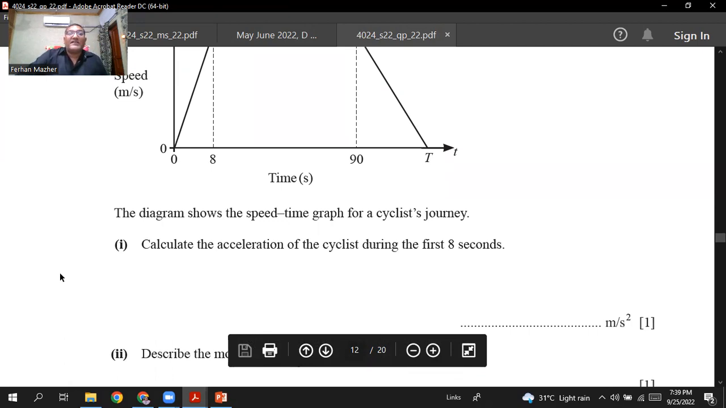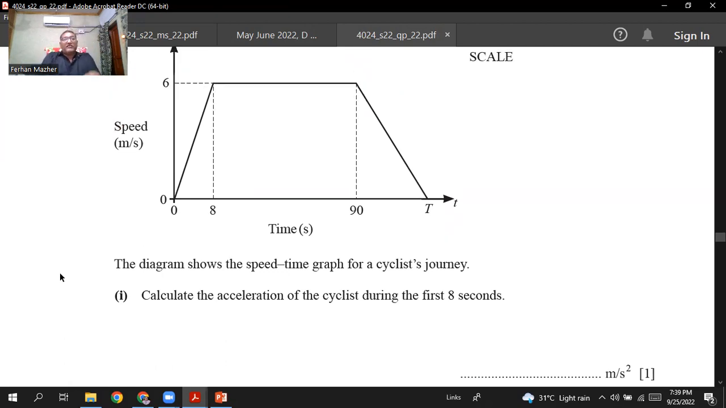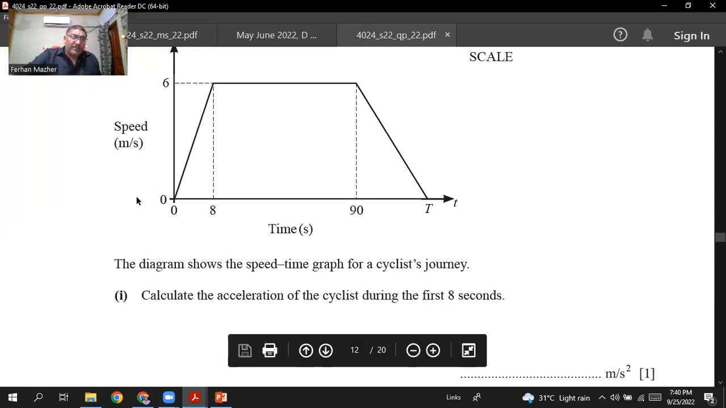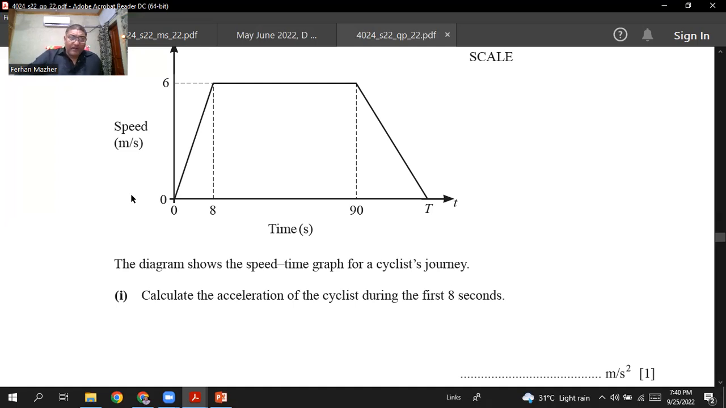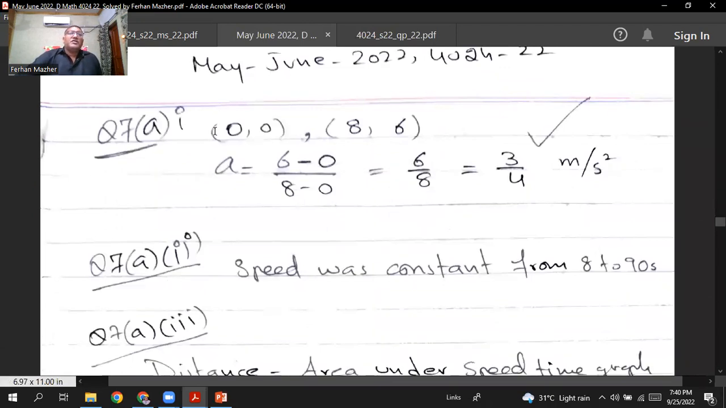So calculate the acceleration of the cyclist during the first 8 seconds. If you want to calculate the acceleration, it is the gradient of the speed time graph. So I will take 2 points here. One point can be 0, 0. The other point will be 8, 6. And I find the gradient of the speed time graph. And that will be equal to the acceleration. So let me show you. So I've taken 2 points, 0, 0 and 8, 6. So the acceleration will be 6 minus 0 divided by 8 minus 0.